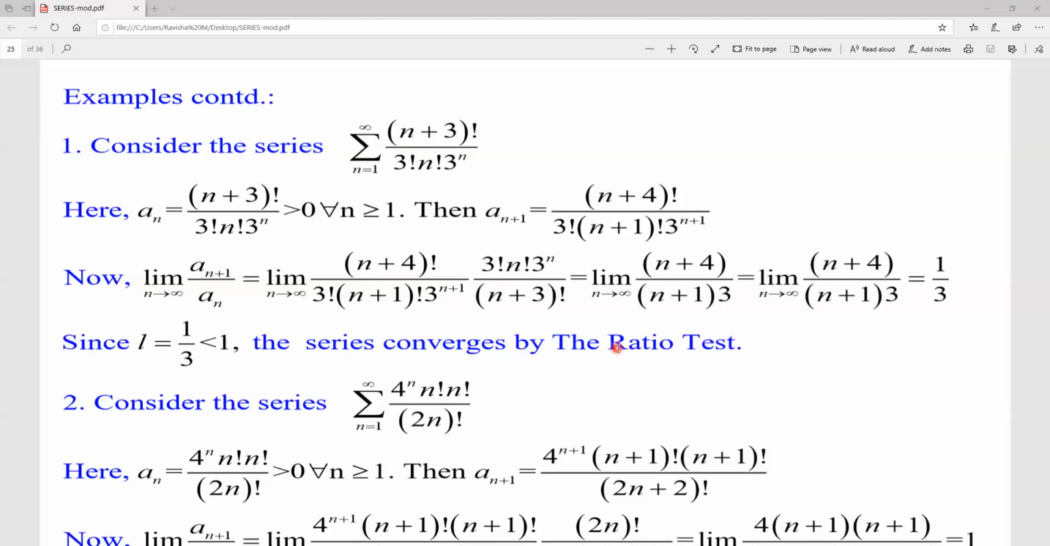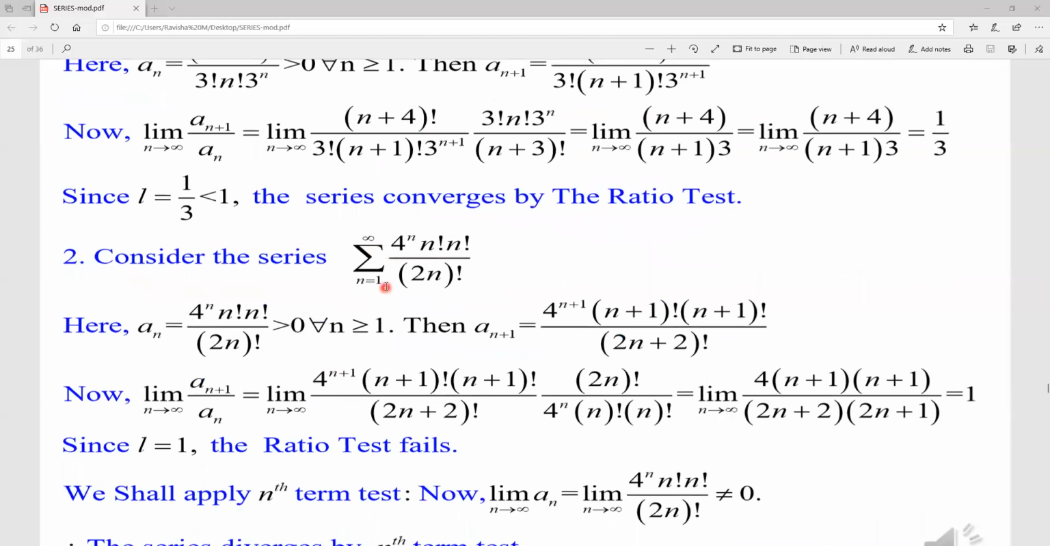Let us take a second example. Summation of n equals 1 to infinity of 4 power n into (n factorial) whole squared by (2n) factorial. This series has a factorial and a power of a constant, where the power is n and the constant is 4. Here the nth term is as I have taken.